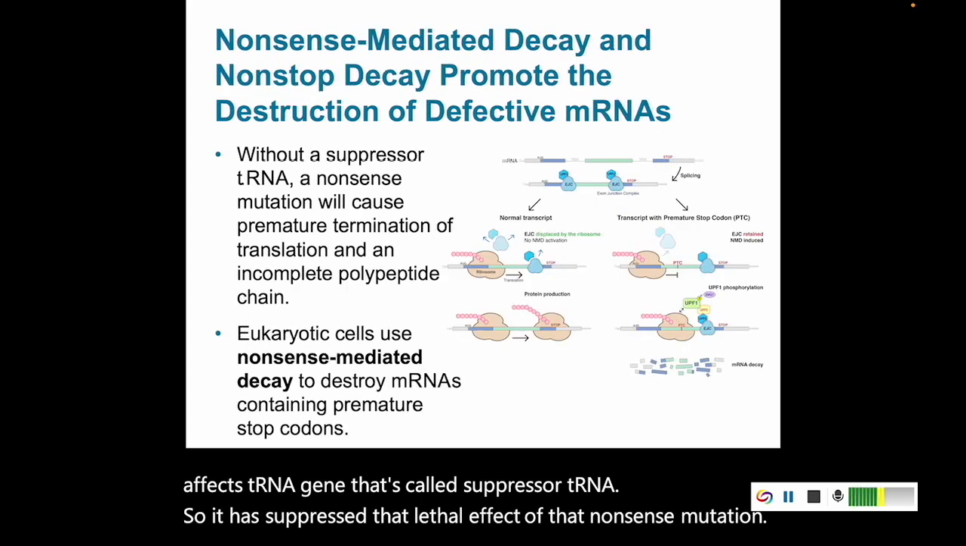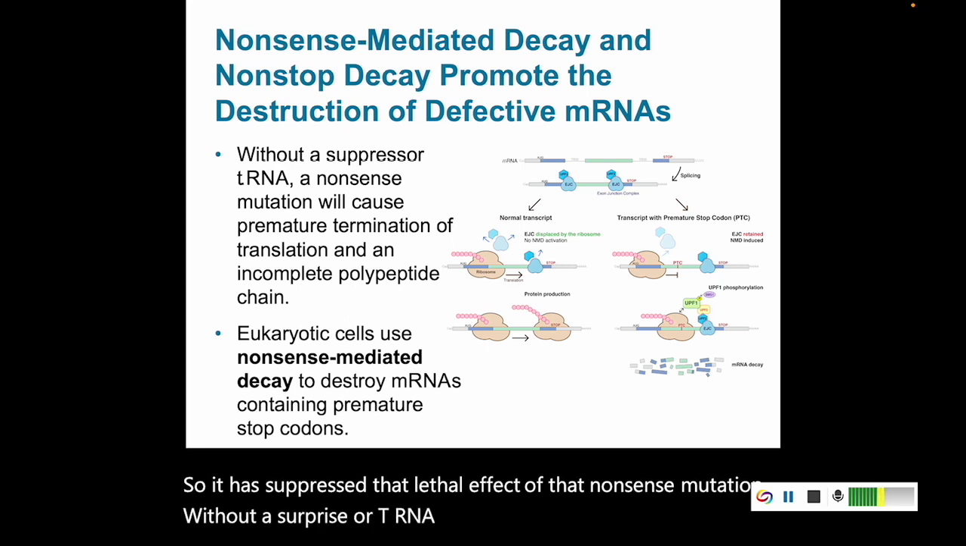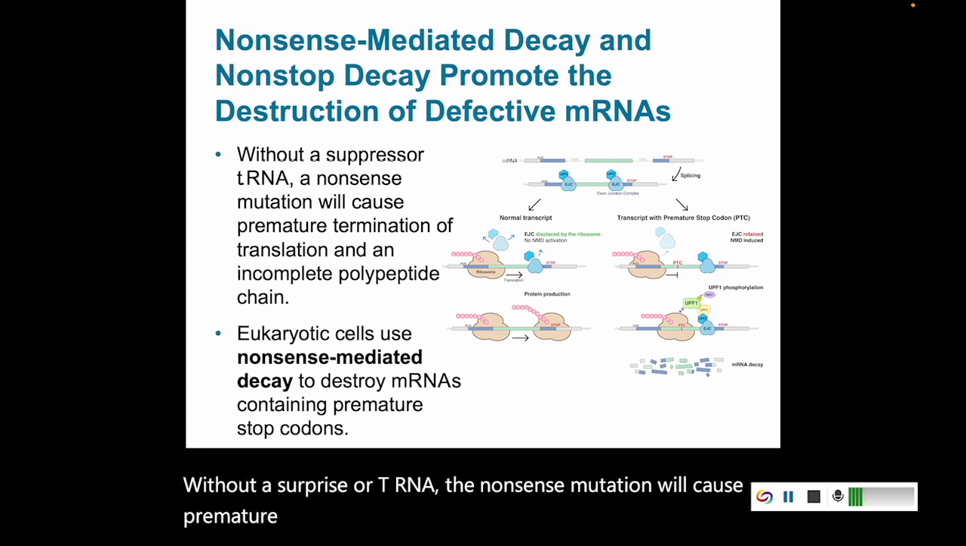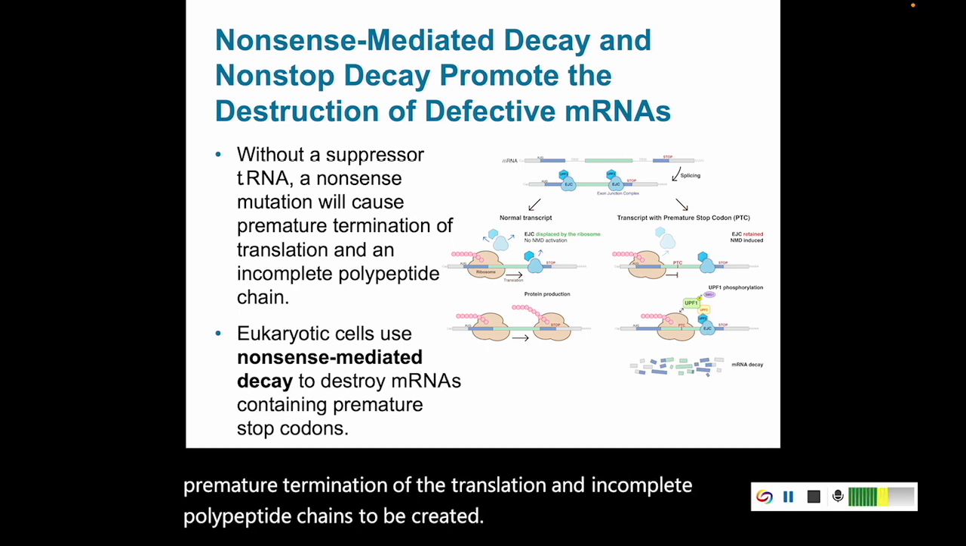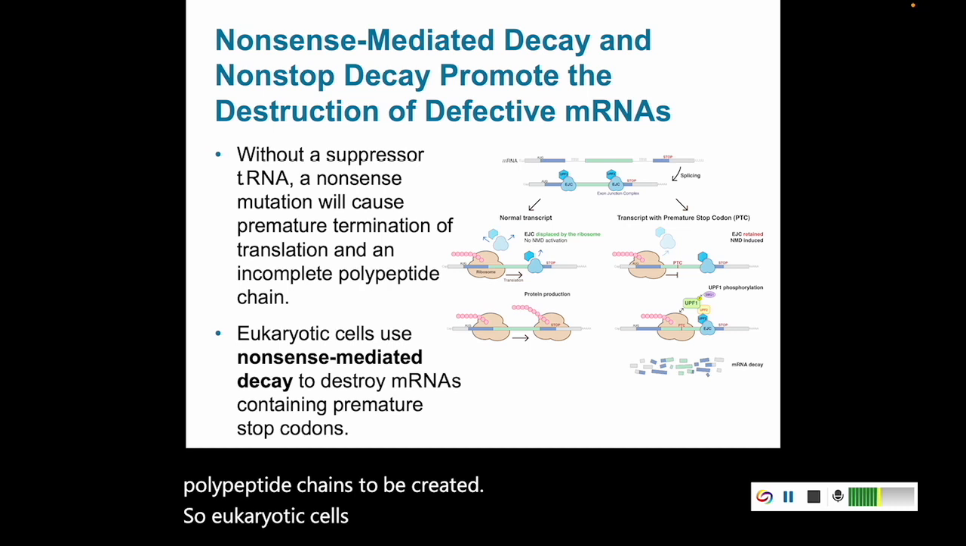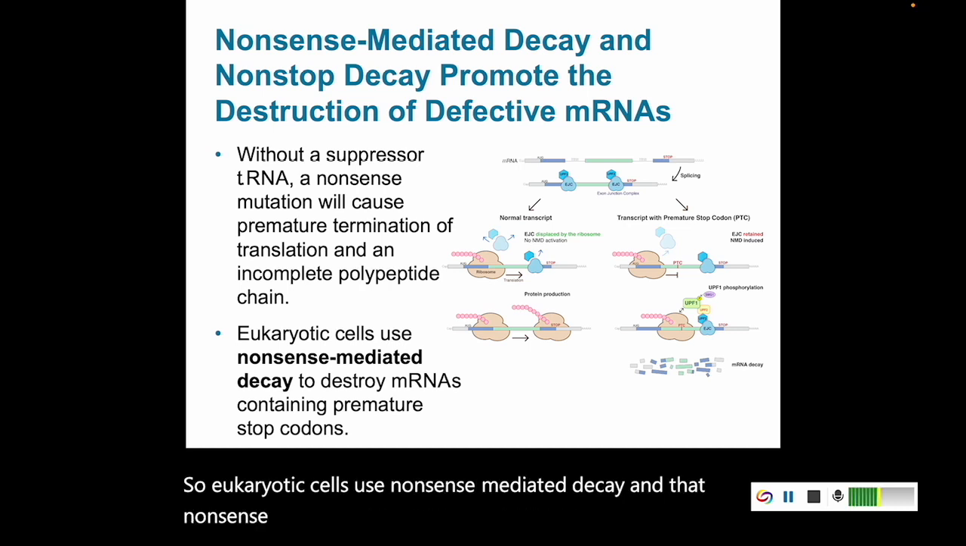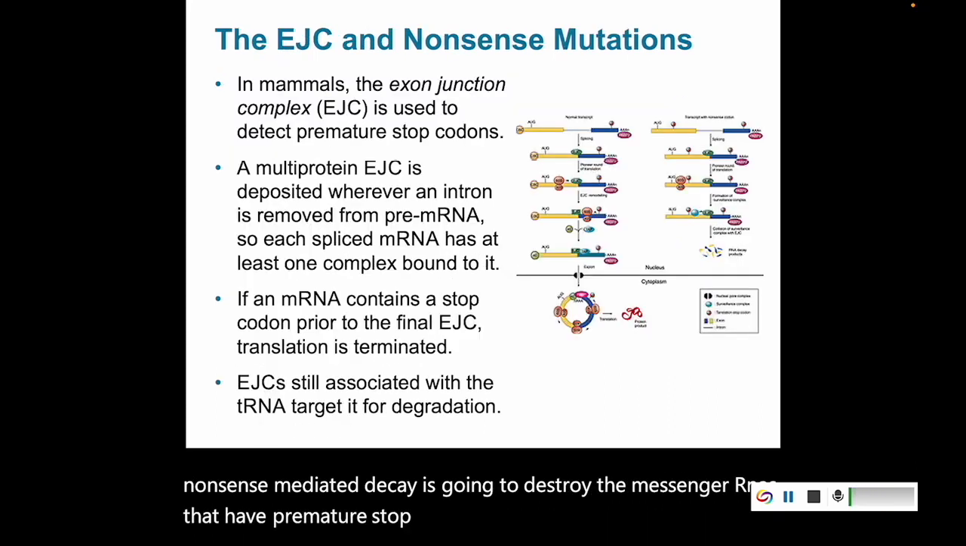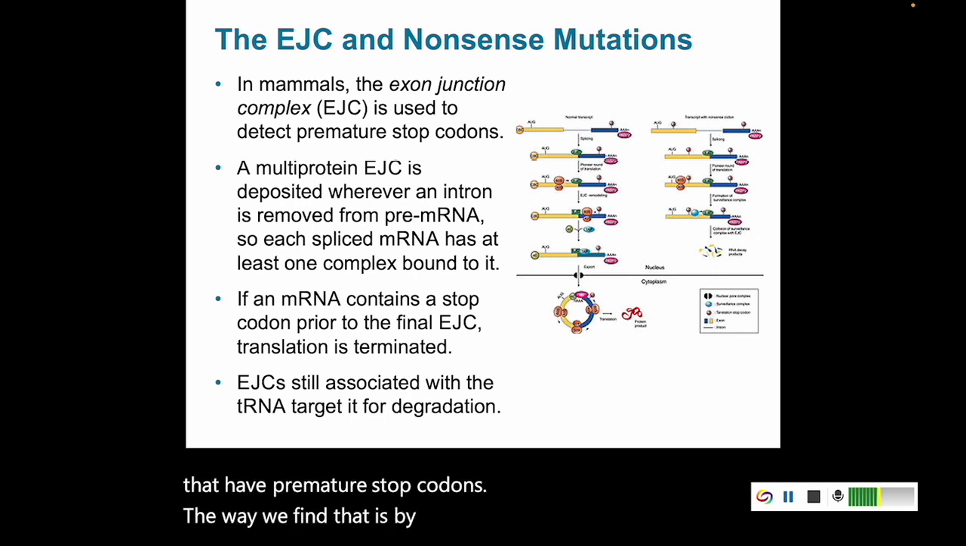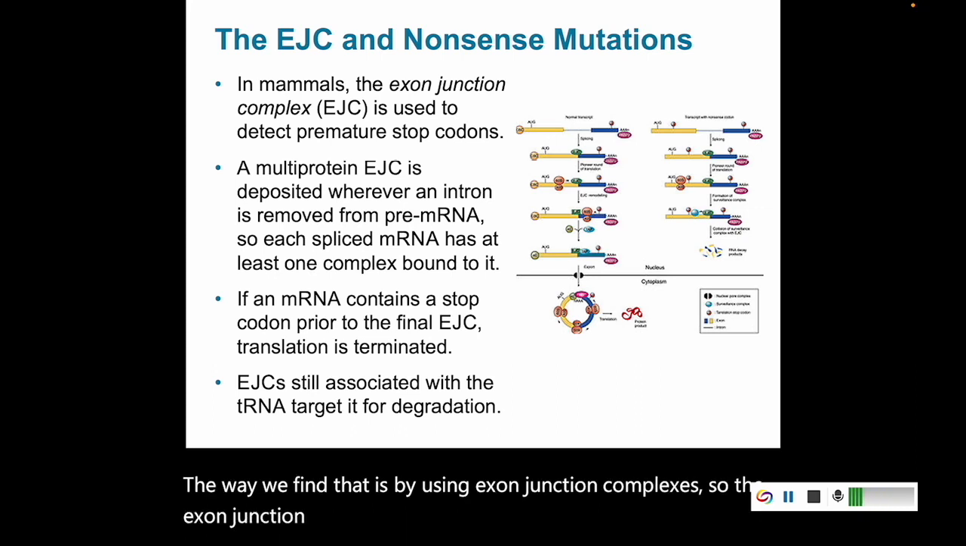Without a suppressor tRNA, the nonsense mutation will cause premature termination of translation and incomplete polypeptide chains to be created. So eukaryotic cells use nonsense-mediated decay, which destroys the messenger RNAs that have premature stop codons. The way we find those is by using exon-junction complexes. The exon-junction complex is used to detect a premature stop codon.